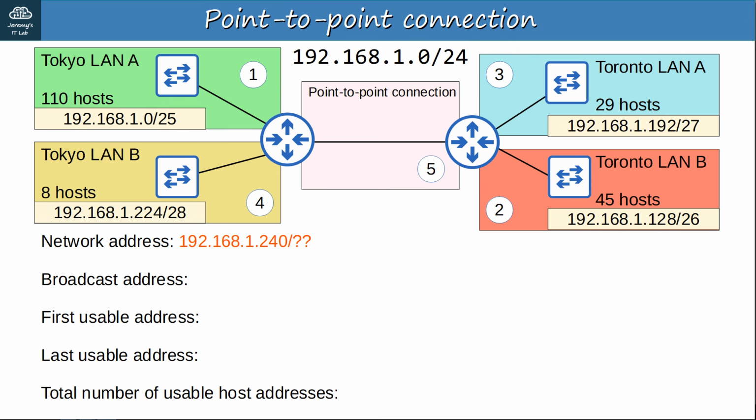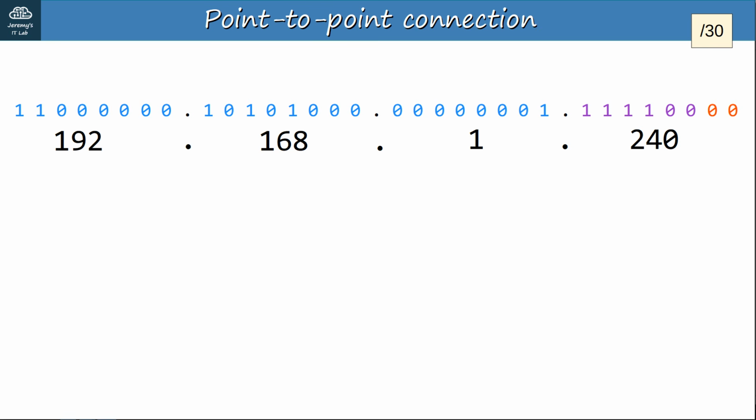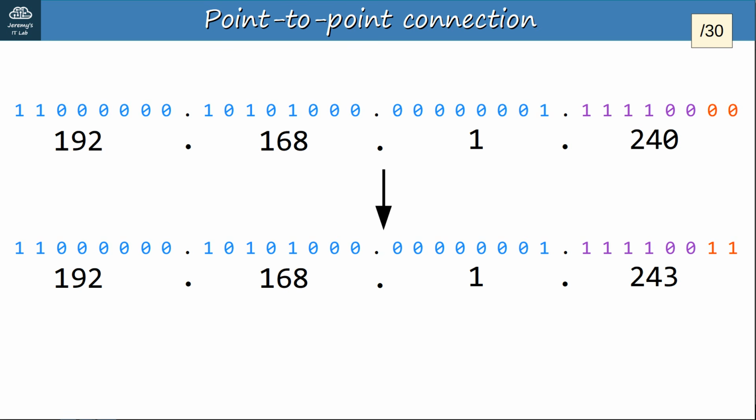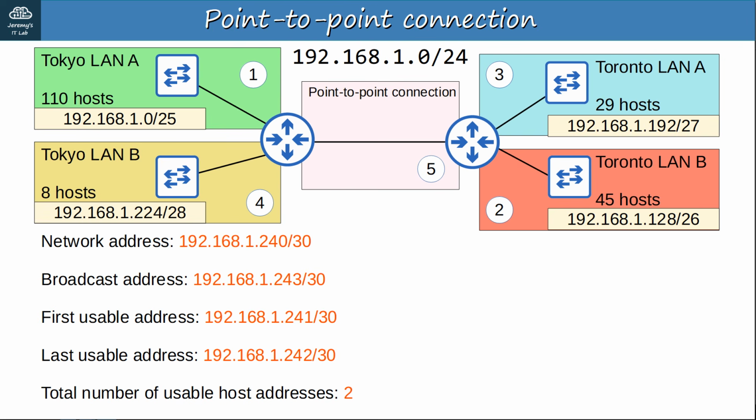Okay, let's check. A /30 prefix length allows for 2 hosts. 192.168.1.240 is the network address, and 192.168.1.243 is the broadcast address. So, here are the answers for the point-to-point connection. There are only 2 usable host addresses, one for the Tokyo router and one for the Toronto router.